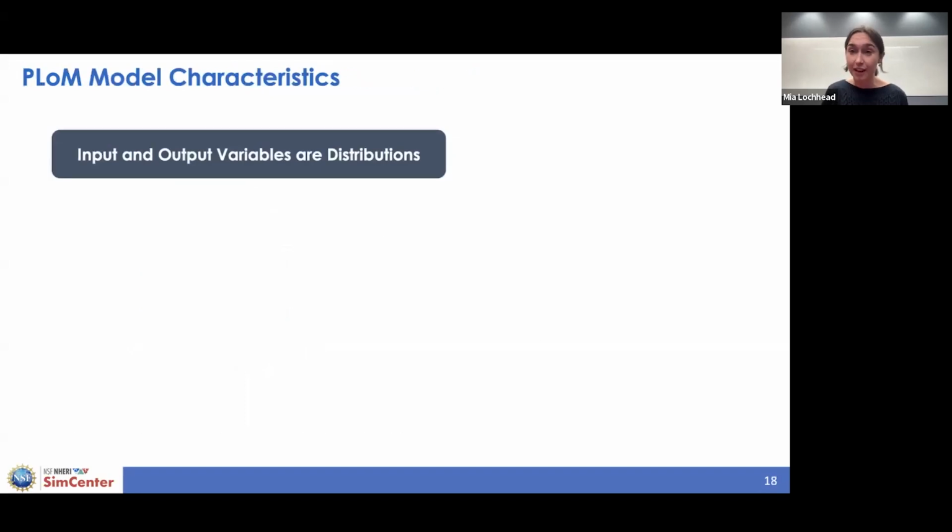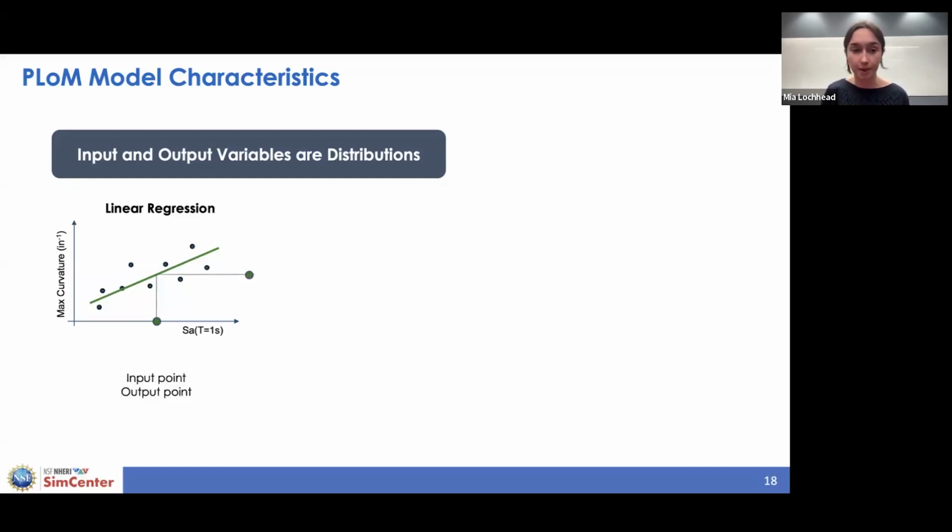So there are a couple different characteristics in this PLoM model that set it apart from other surrogate models. And the first has to do with input and output variables as distributions. I'm going to set this up as a comparison to other surrogate models. In the case of linear regression, we take a single point in the input space, we sample our linear regression, and we get a single point in the output space. So basically, we have input and output points.